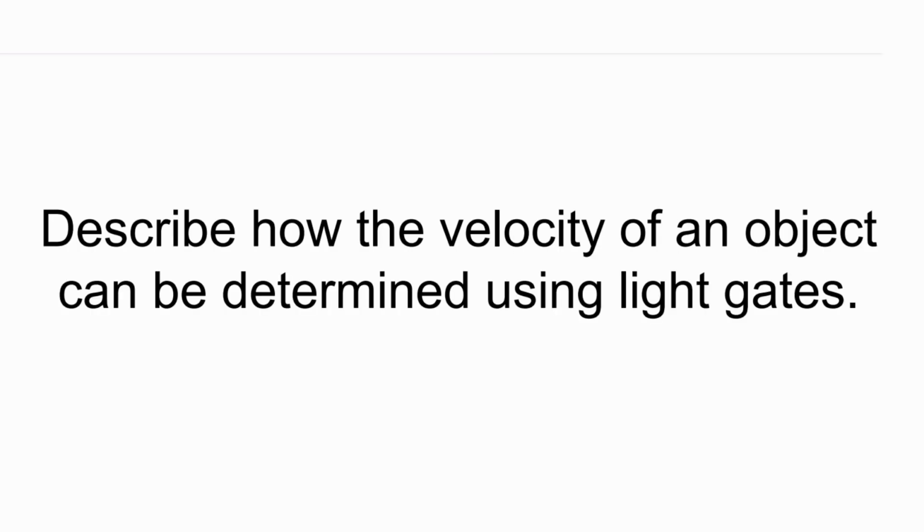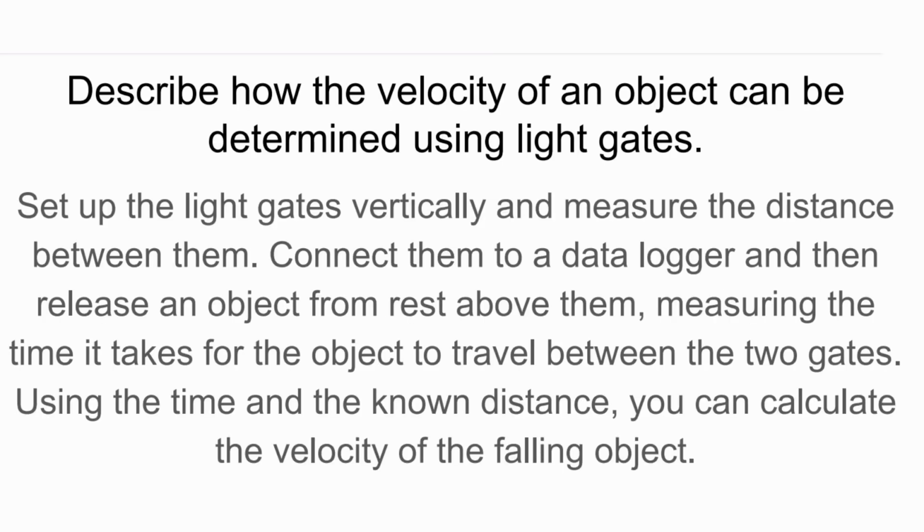Now describe how the velocity of an object can be determined using light gates. Set up the light gates vertically and measure the distance between them. Connect them to a data logger and then release an object from rest above them, measuring the time it takes for the object to travel between the two gates. Using the time and the known distance, you can calculate the velocity of the falling object by using the equation velocity is equal to displacement over time.